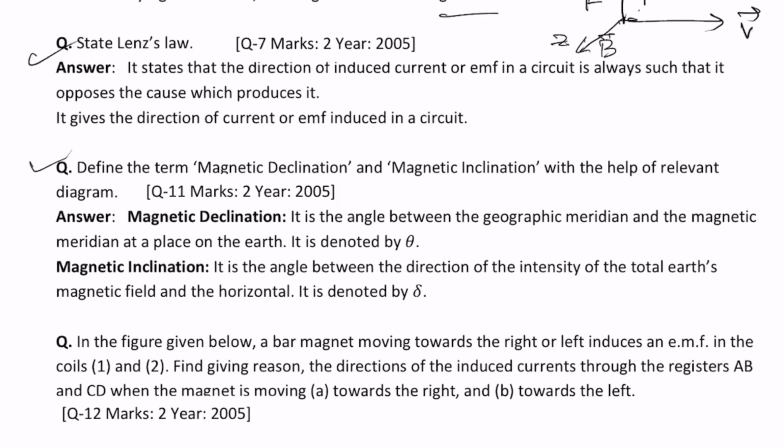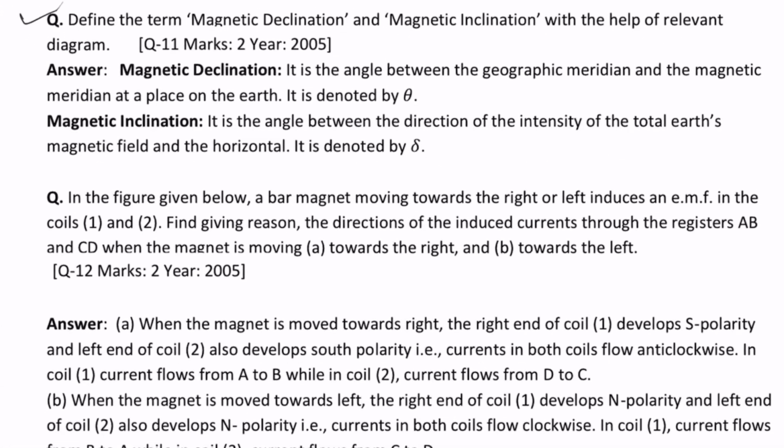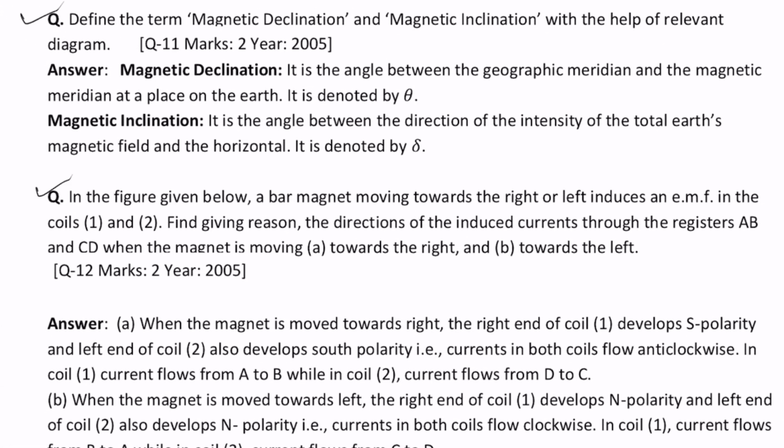Lenz's law we have explained. Magnetic declination means angle of dip, we know. This we already know. When the magnet moves towards the right, the right end and the left end of the coil both develop south polarity.